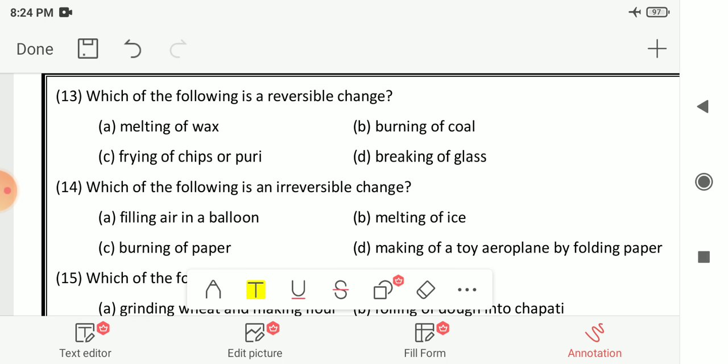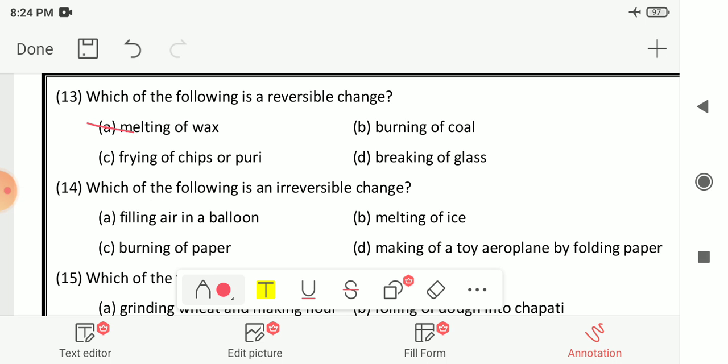Next, 13th number, which of the following is a reversible change? The options are melting of wax, burning of coal, frying of chips or puri, breaking of glass. So here your answer is option A, melting of wax is the reversible change, as after this change we can again get back the original substance.